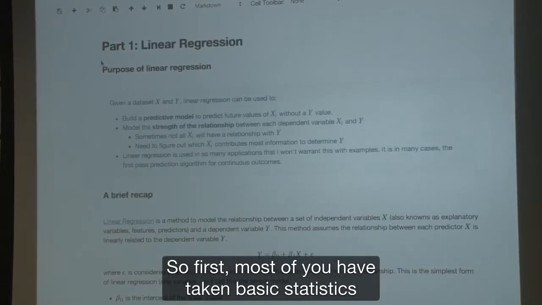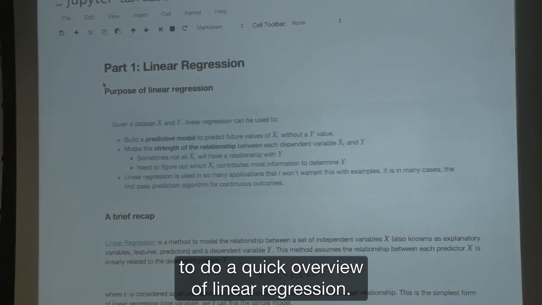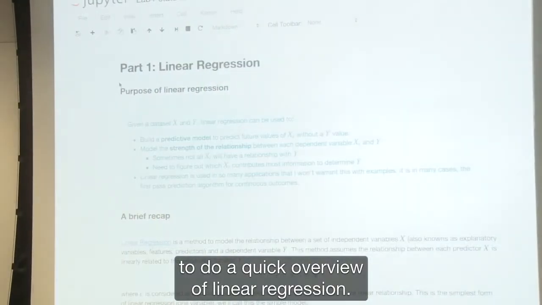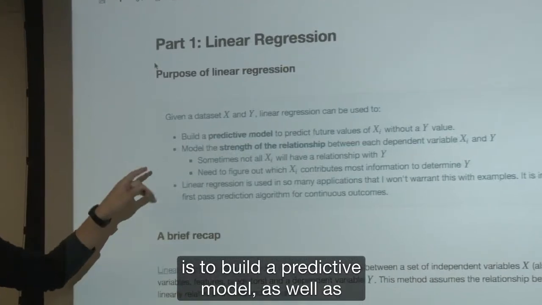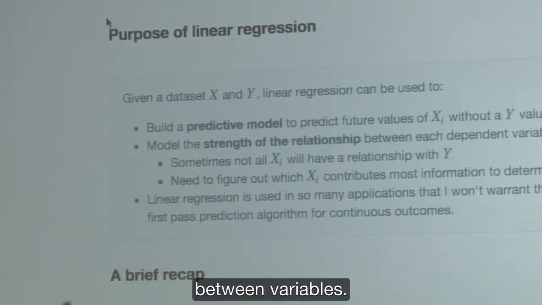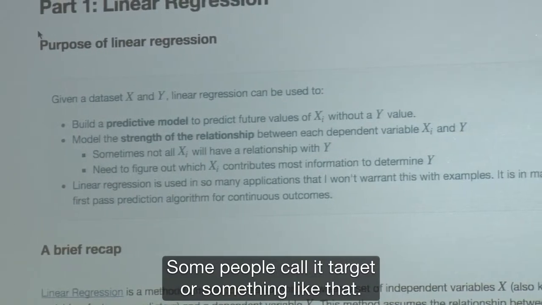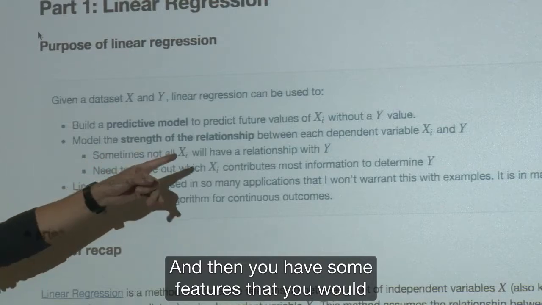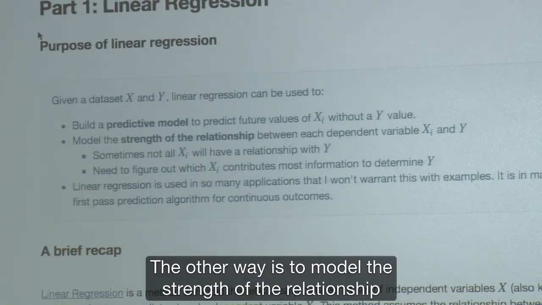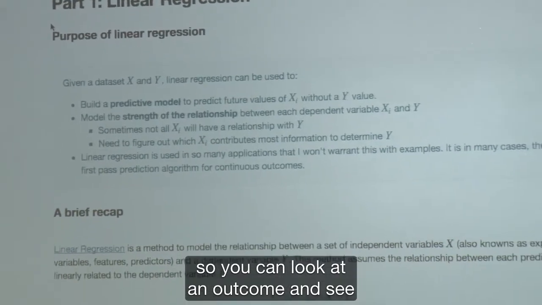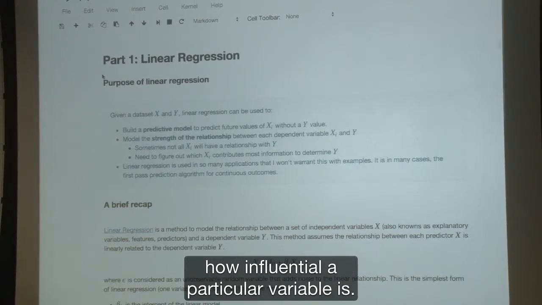Okay, so most of you have taken basic statistics and probability, but I'm just going to do a quick overview of linear regression. There's several reasons to do linear regression. The main reason that we're going to talk about is to build a predictive model, as well as understanding the strength of relationships between variables. For a predictive model, you have some outcome y. I'll call it outcome; some people call it target or something like that. And then you have some features that you would hope can predict this outcome. So that's one way that we'll use linear regression. The other way is to model the strength of the relationship. You can look at an outcome and see how influential a particular variable is, relative to other variables.